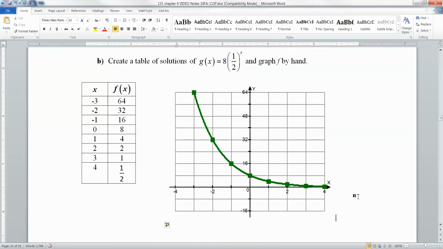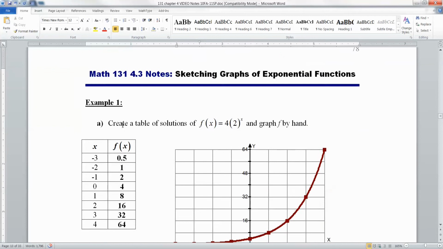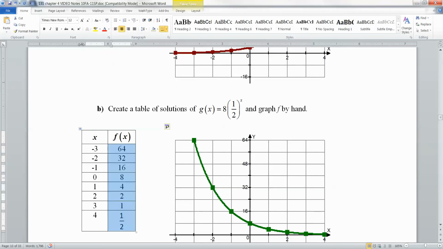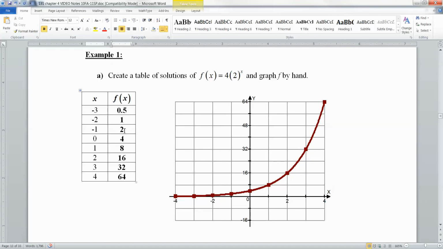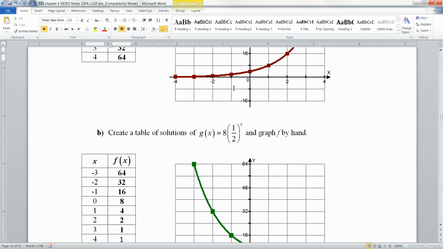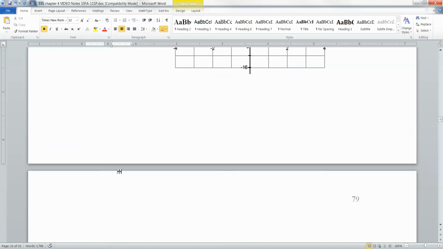Alrighty then. Now you notice I'm hitting on a couple things, and I wanted you to notice that when I look at this one, when I go from one point to the next point to the next point, I'm cutting it in half. 64 times a half gets you 32. 32 times a half gets 16, and so on. If you look at this one, I go, 1 times 2 makes 2. 2 times 2 makes 4. 4 times 2 makes 8. The reason it's 2 is because that's my base. The reason it's a half is because that's my base.